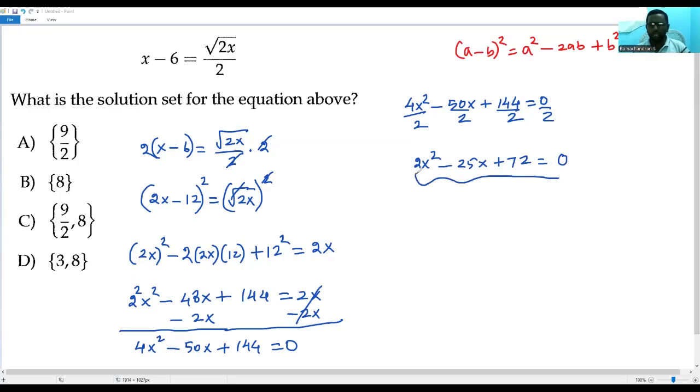Now, we can try to solve this quadratic equation by factoring. For that, we have to multiply the constant term, positive 72, by the coefficient of x², which is 2.